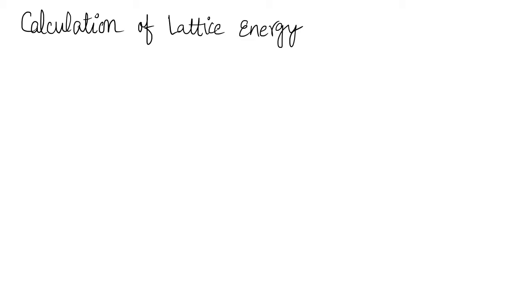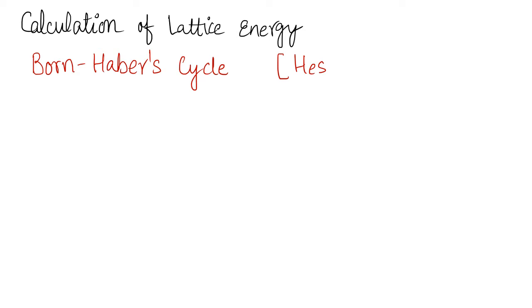For this, we need to study the Born-Haber cycle, which uses Hess's law. Hess's law says the net enthalpy change of a chemical reaction, or of any process, always remains the same whether the reaction takes place in one step or many steps.